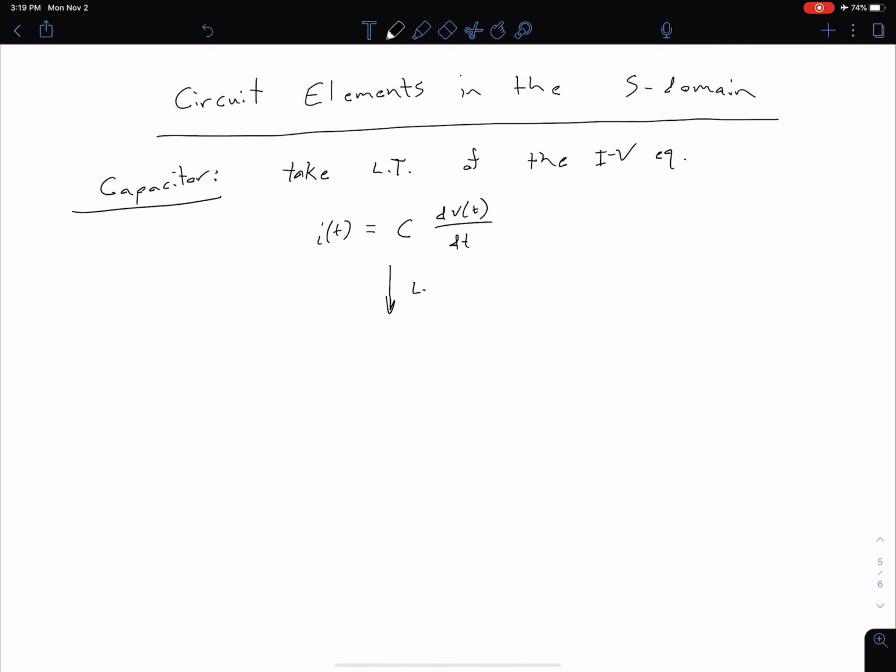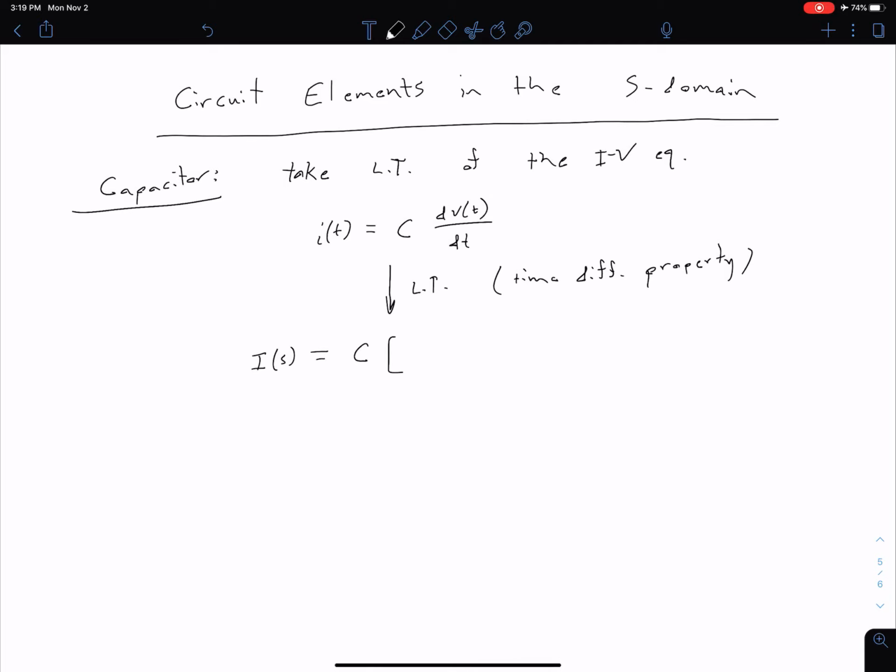So we're going to take the Laplace transform of this. On the left side, we have our current becomes capital I(s). And again, we're going to be using our time differentiation property on the right side, from our Laplace tables. And our C is a constant, so it just comes along.